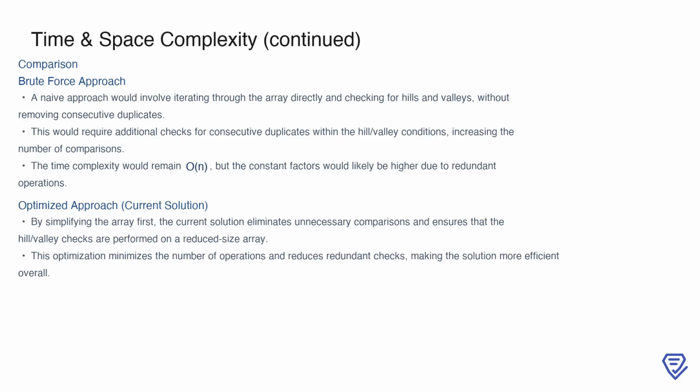In contrast, the current optimized solution simplifies the array first, which eliminates unnecessary comparisons and ensures that the hill and valley checks are performed on a reduced size array. By avoiding redundant checks, the optimized solution is more efficient overall, even though both methods share the same O(n) time complexity in big O terms.